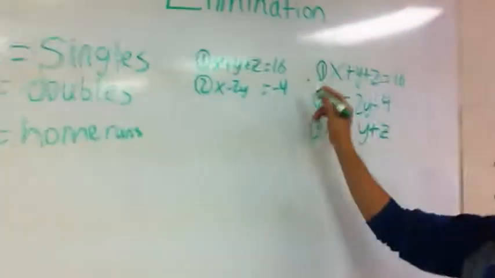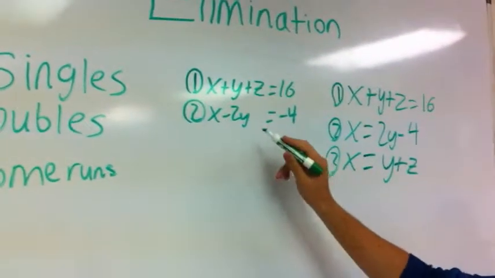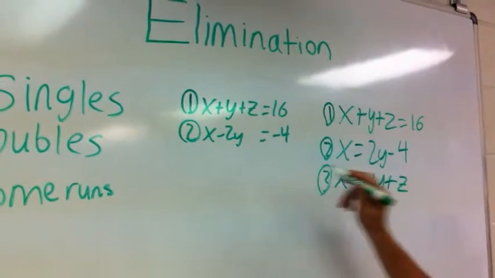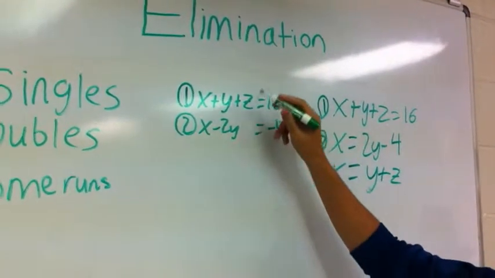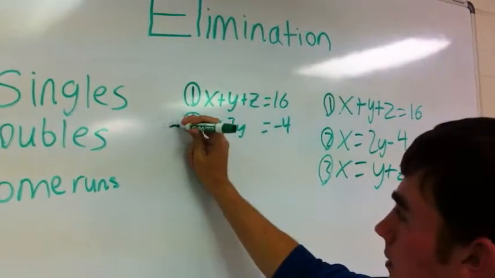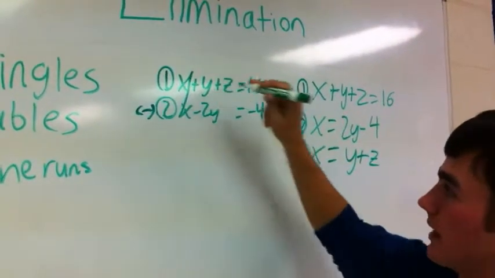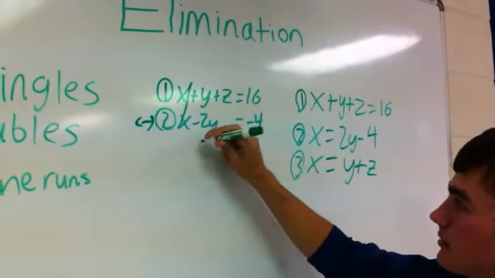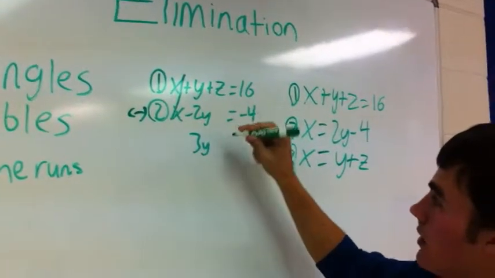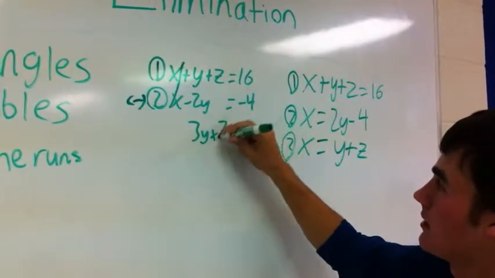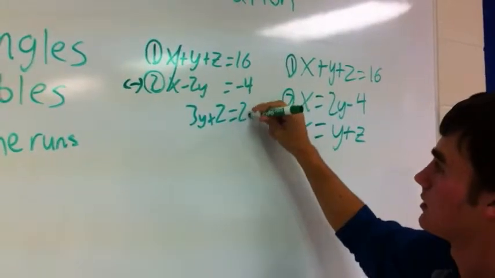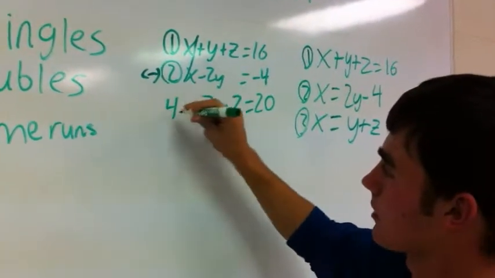Alright, these are our first two equations that we set up. We moved 2y over to get them all equal. And then what we're going to do is subtract all the variables so the x's cancel out. And then this will be 3y plus z equals 20. And this is going to be our fourth equation.